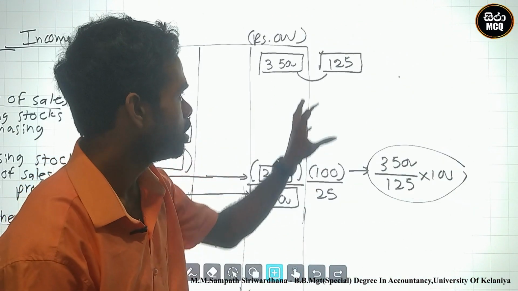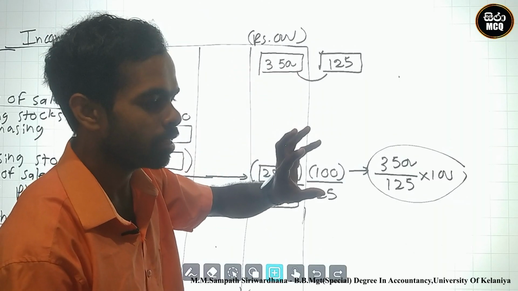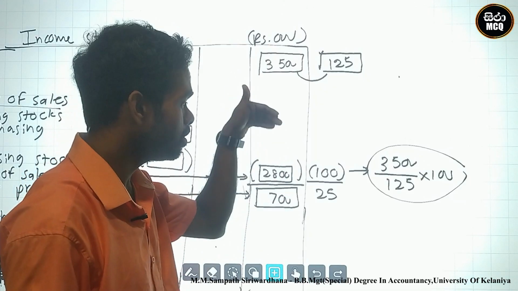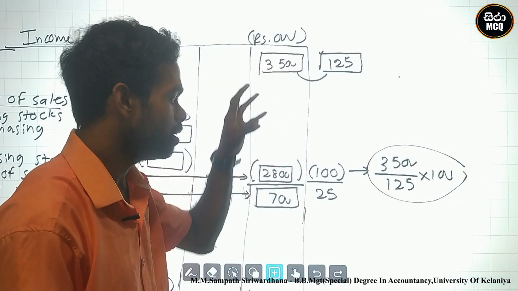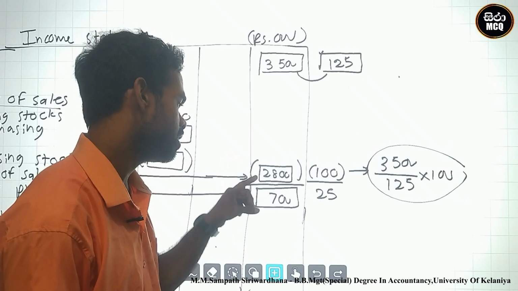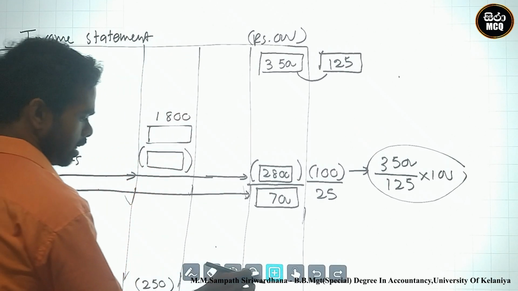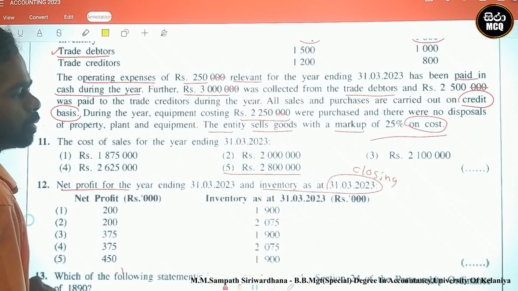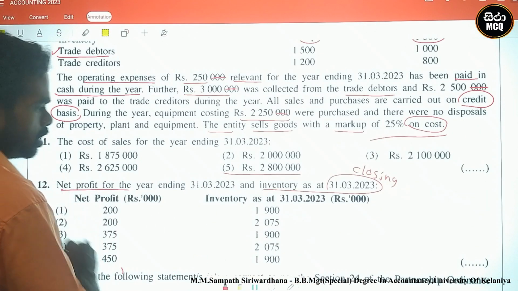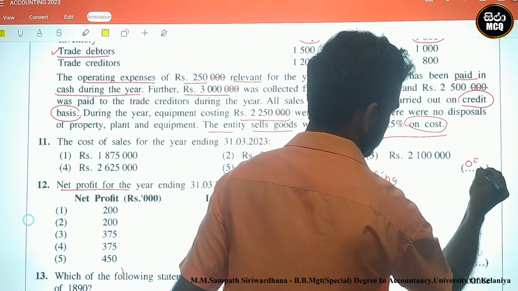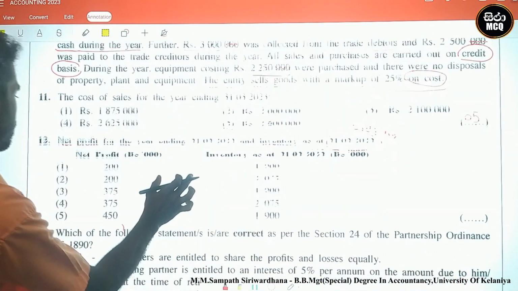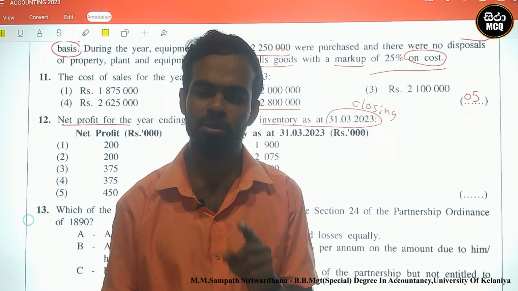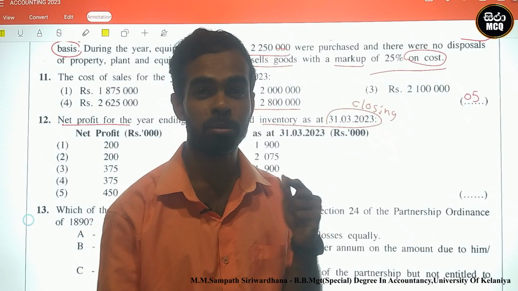How can we calculate this type? We find the trade debtors information. Firstly we find the sales using the trade debtors. After that we connect the percentage. After that we can find the cost of sales. 2800 is the answer for question number 11. After that we must identify the net profit for the year and closing inventory. In the next video we will meet for question number 12.